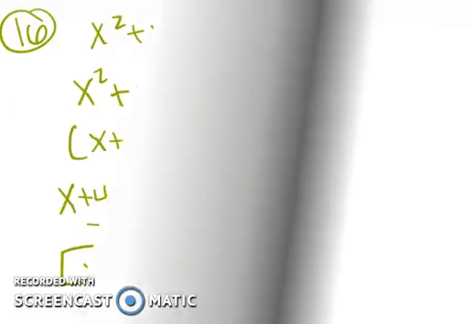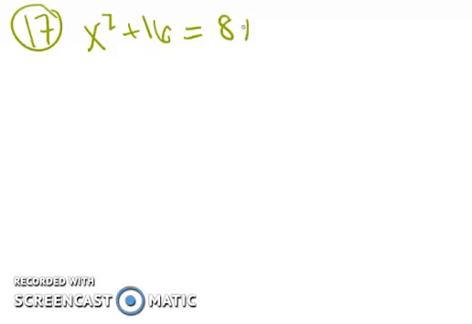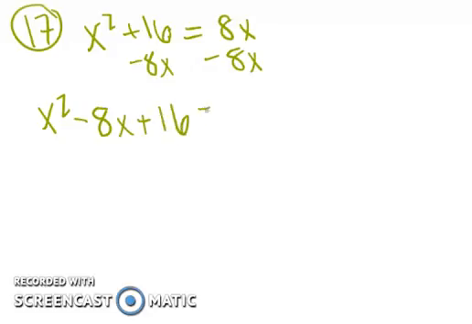Alright, let's look at the next one. 17, again, 17 is kind of a tricky one, and it asks you to solve using the quadratic equation. Okay, we get x squared plus 16 equals 8x. Here's the problem. For this one, it's not in standard form, so I have to subtract the 8x over, and we get x squared minus 8x plus 16 equals 0. So we're going to get our a, b, and c value to be 1, -8, and 16.